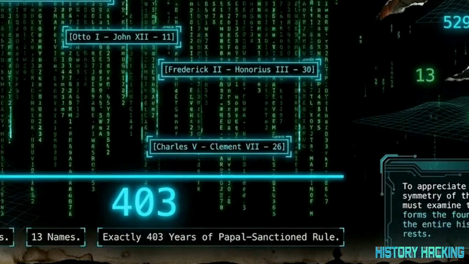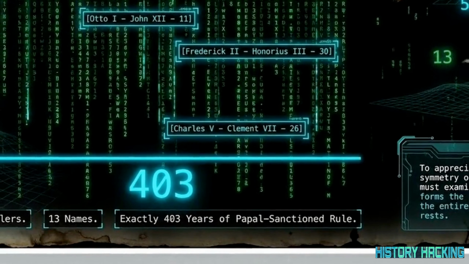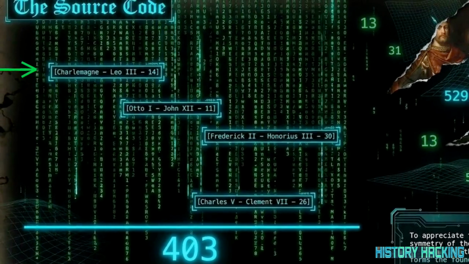This interface tracks the data. Maximilian cleared the cache, staging conditions for Charles V. In 1530, Charles executes the final papal coronation, permanently closing the 403-year loop. Notice the absolute symmetry. A ruler named Charles initialized the simulation, and a Charles terminated it.